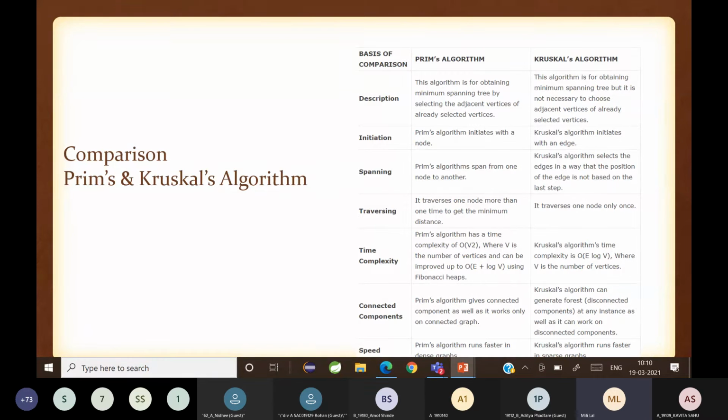Now, in the case of connected components, Prim's algorithm works only on a connected graph, whereas Kruskal's can work on a disconnected graph as well. And speed: Prim's algorithm runs faster in dense graphs, meaning when you have a large number of edges. And Kruskal's runs faster when it is a sparse graph. So that is the difference between Prim's algorithm and Kruskal's algorithm. Please go through the differences. See if you can understand, and if there is any doubt, please ask.